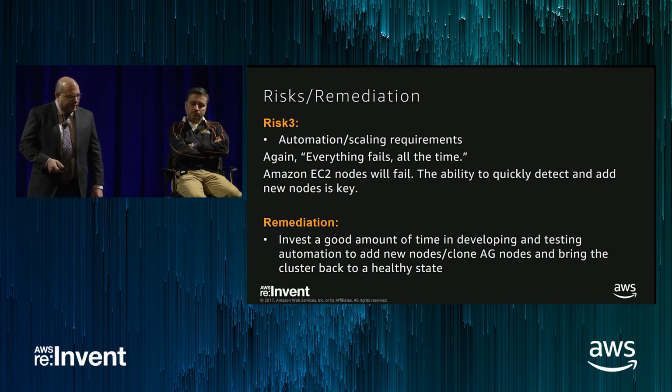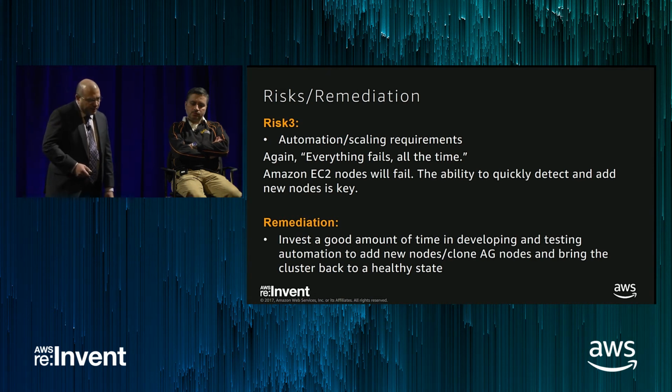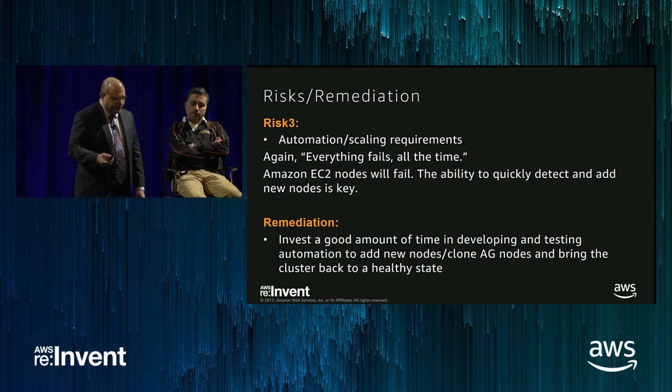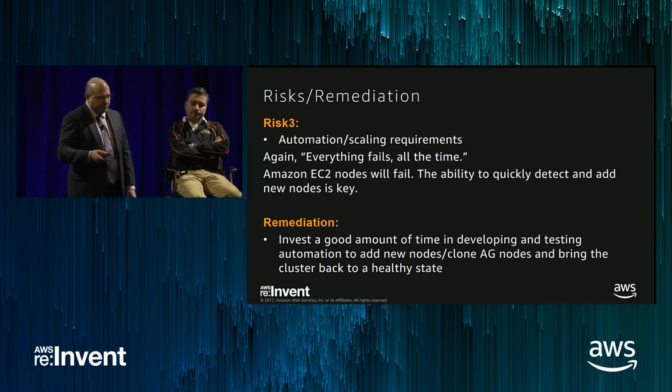Third risk, again, everything fails all the time. We expect EC2 nodes to fail from time to time, and have to be prepared if and when that happens. So what we're working on now is maturing our scripts and automation in order to detect, obviously, when nodes fail, and also be able to rebuild a node quickly. It's a little bit complicated with SQL compared to a platform like Mongo, because you've got server-level objects and things that you need to manage.